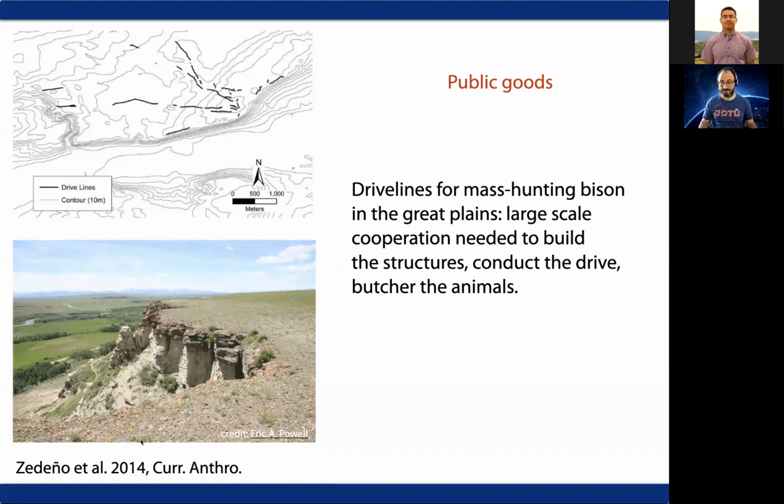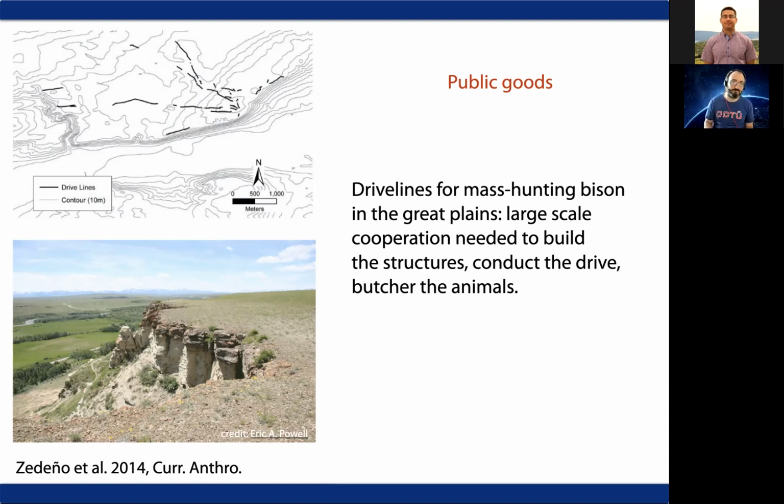And then at the bottom of the ridge, you would have a lot of fallen bison that were killed, and then you can butcher them at your ease and get a lot of meat for the whole village, for the whole tribe. So this is an instance of very large-scale cooperation that obviously humans are very well adapted to.